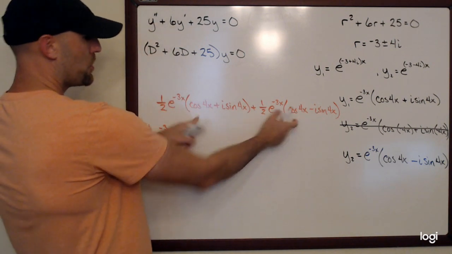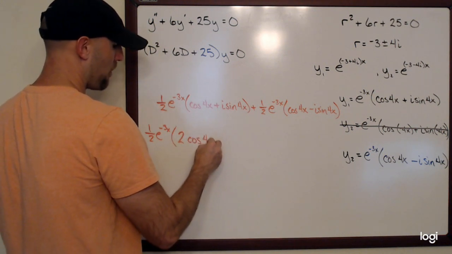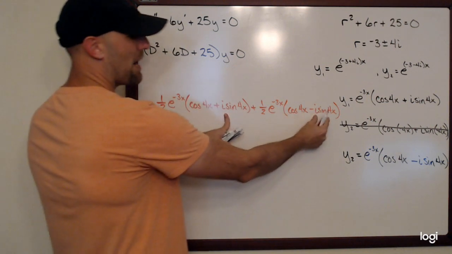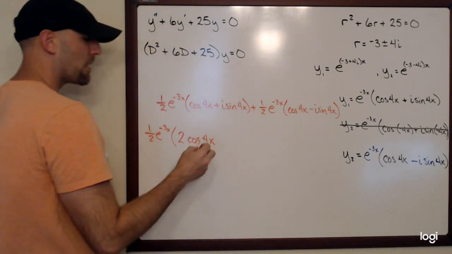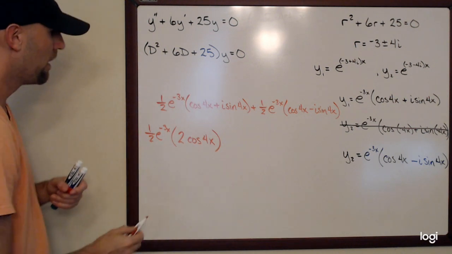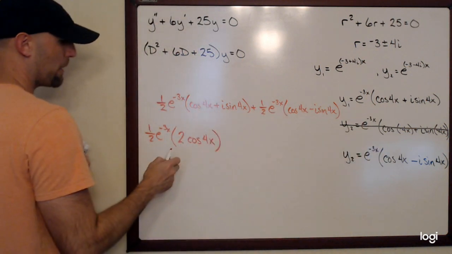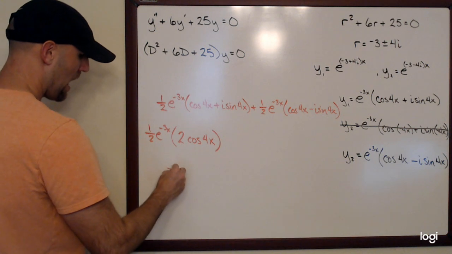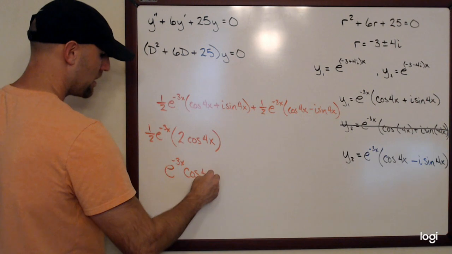I see I've got 2 cosines here. So that'll be 2 cosine 4x. But here I've got plus i sine 4x and minus i sine 4x, those are additive inverses. That's 0. And so by choosing 1/2 as the scalar multiples to make a linear combination here, this is what I end up getting. And of course, simplifying, the 1/2 times the 2 gives me 1. I just get e to the negative 3x cosine 4x.